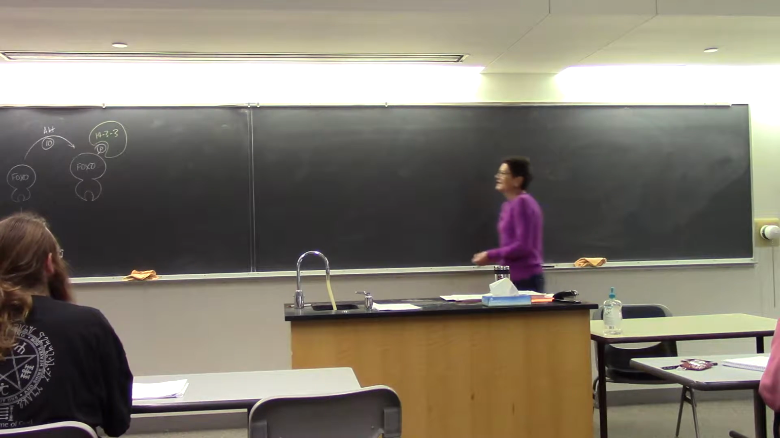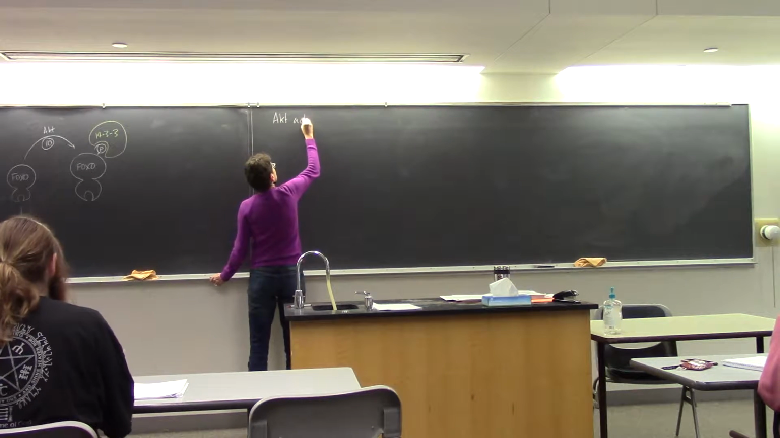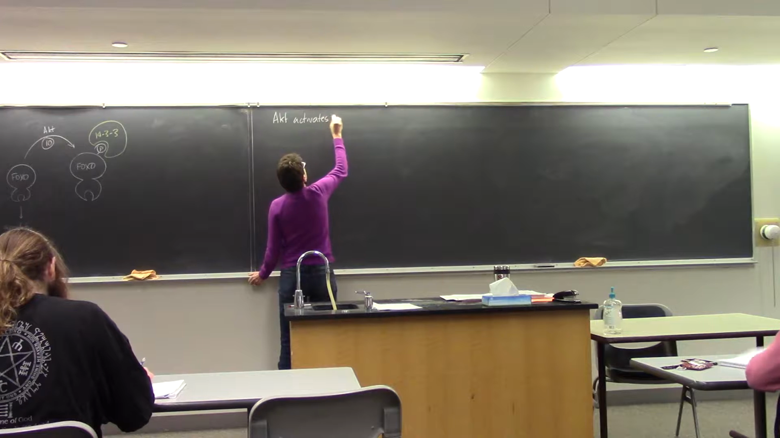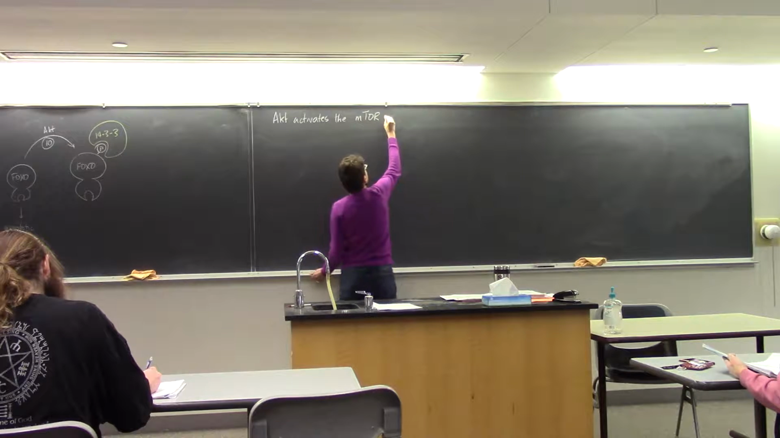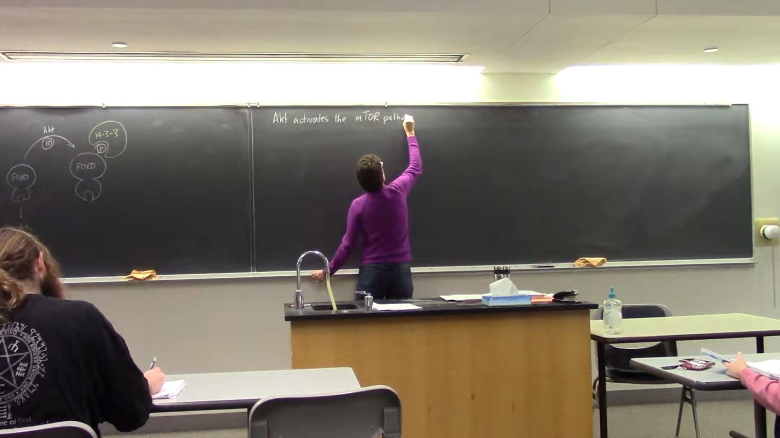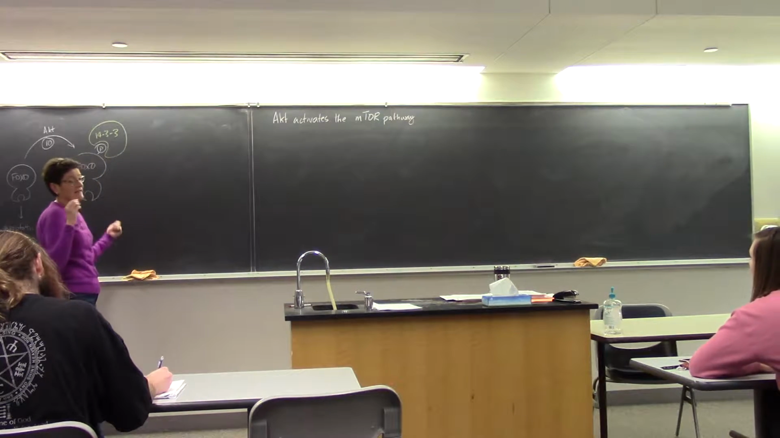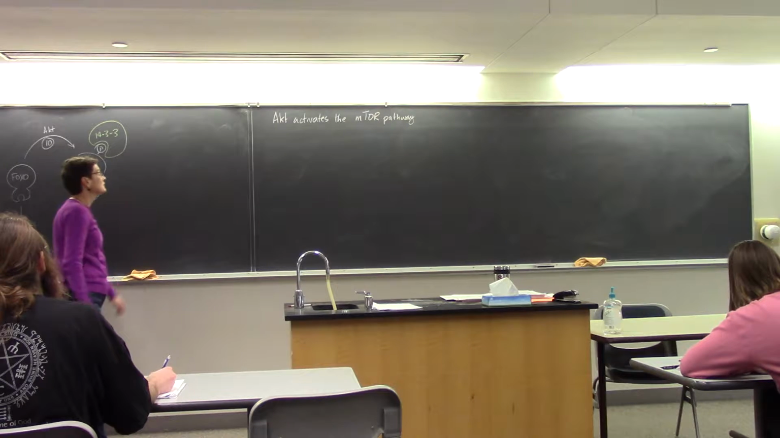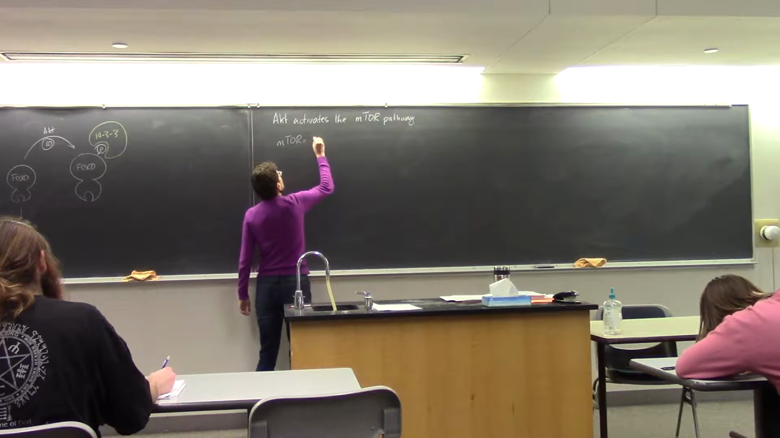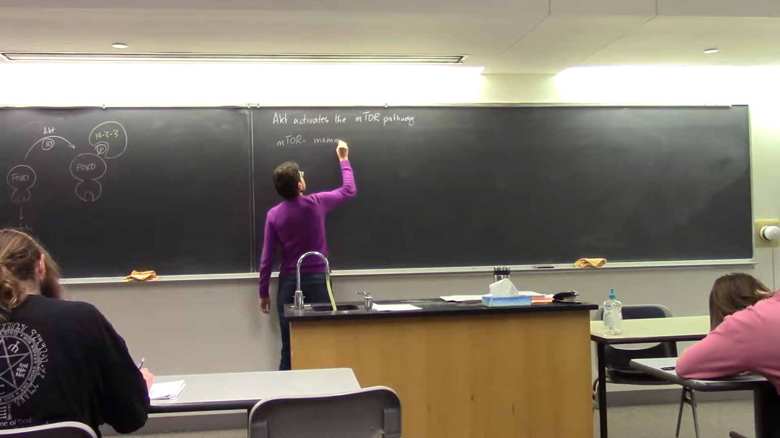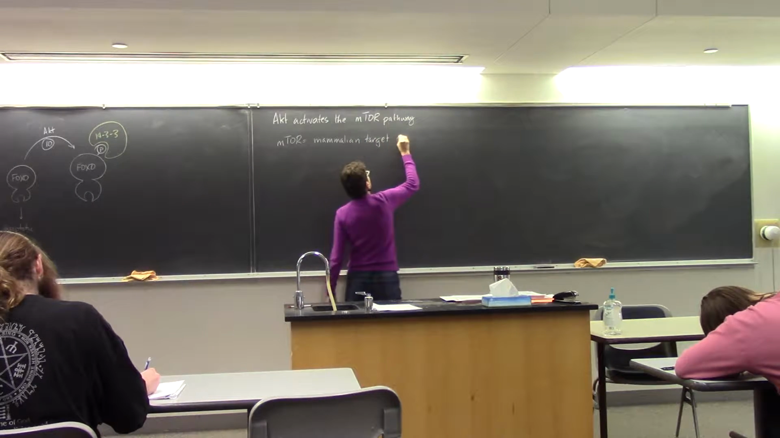Okay. So AKT activates the mTOR pathway. There's actually two mTOR complexes, and I can't tell you which one we're using because I always forget the difference. I know the difference, but I just can't remember which one's mTOR 1 and which one's mTOR 2. So mTOR equals the mammalian target of rapamycin.